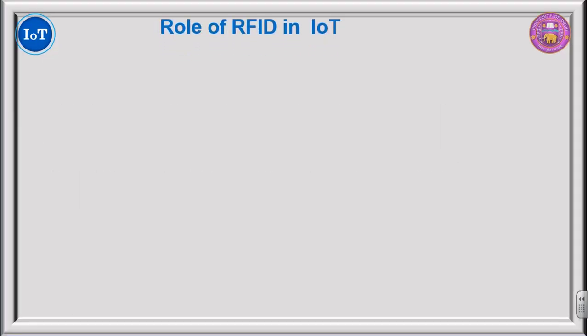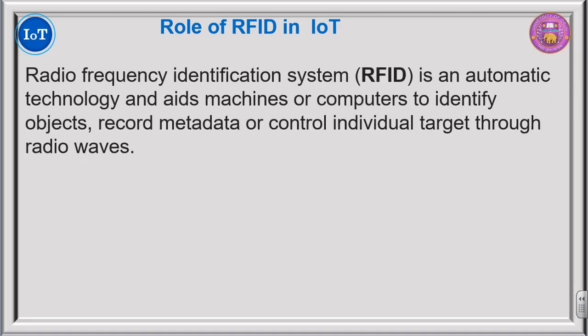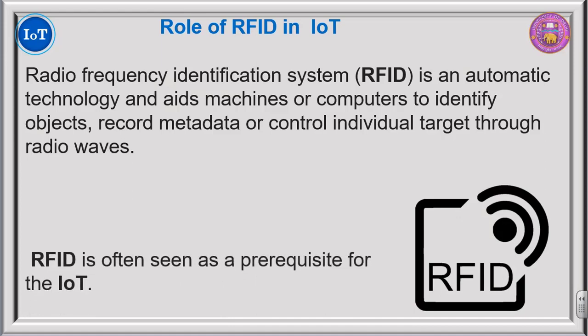Role of radio frequency identification in Internet of Things. Radio frequency identification system is an automatic technology. It aids machines or computers to identify objects, record metadata, or control individual targets through radio waves. Radio frequency identification is often seen as a prerequisite for the Internet of Things.